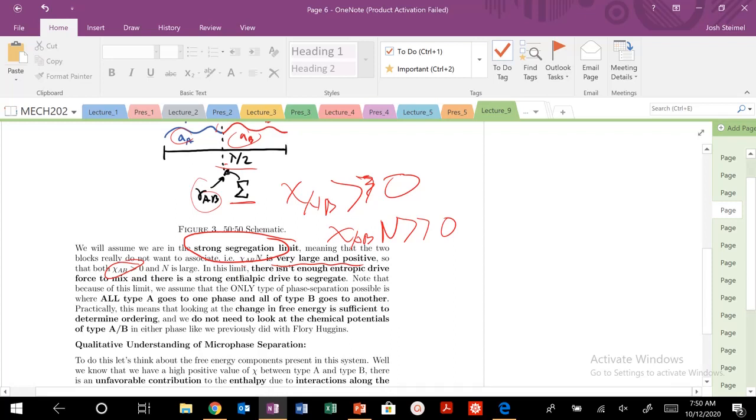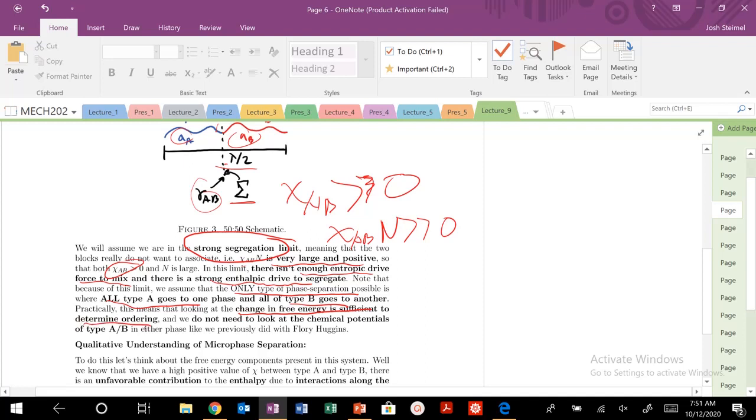So in this limit, there's not going to be enough entropic driving force to mix, because we're either in the mixed state or the microphase separated state. So there's not going to be enough entropic driving force to mix. There's only this strong driving force to phase segregate. So the only type of phase separation possible is all A goes to one side, all B goes to the other side. So what this means practically, and it makes our derivation a little bit nicer and really elegant and beautiful, is we can just look at the change in free energy, to determine the ordering.